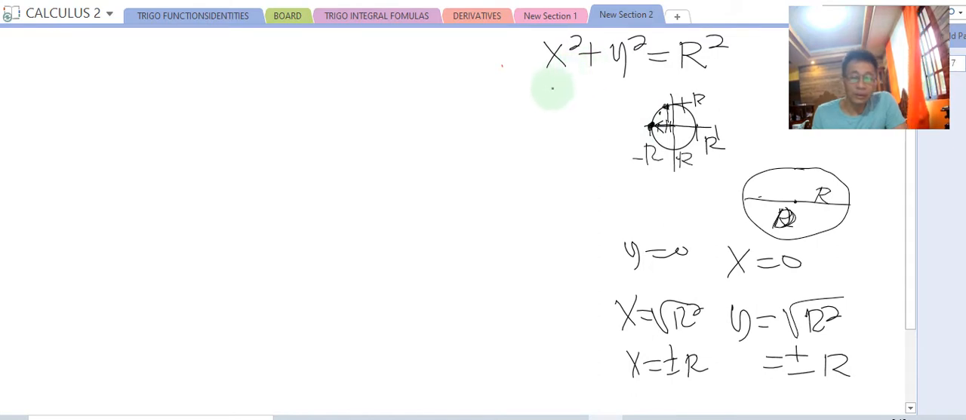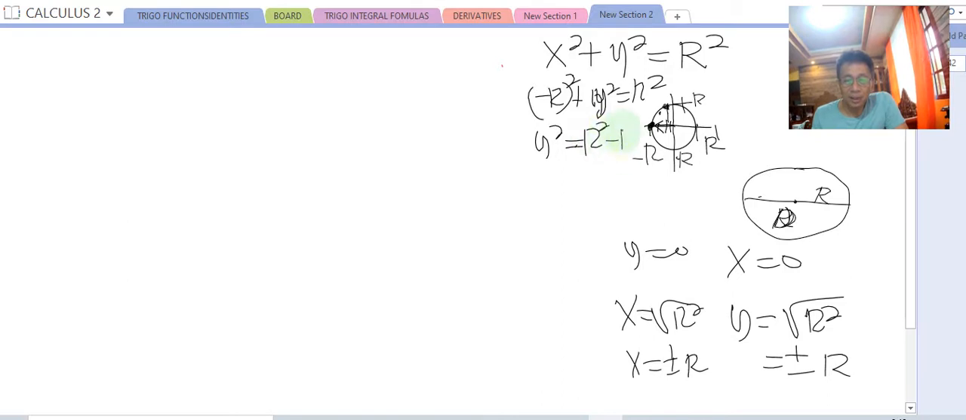So, when x equals r, we have r squared plus y squared equals r squared. Transpose natin sa kabila, magiging r squared minus r squared, so y is equal to 0. Tama naman, di ba? Pag yung x natin is r or negative r, yung y natin is 0. Ganun din, when y equals r, mag-zero na rin yung x natin. So, yan ang properties ng circle.